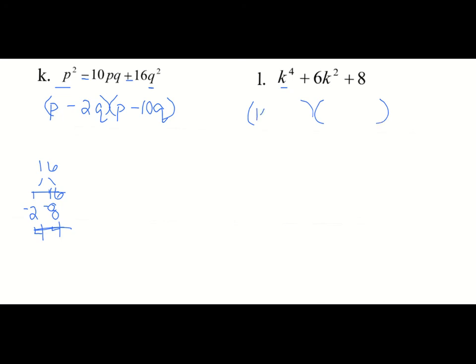Hopefully you're like, well, I know that k squared will, because if I do k squared times k squared, remember we add our exponents, so that would give me k to the fourth power. And then now I need to figure out that 8. I can do either 1 and 8 or 2 and 4, and I need to make a positive 6. We're going to use our plus 2 and plus 4. So as long as the power is even in your factoring, you can split it up. Don't let it scare you.